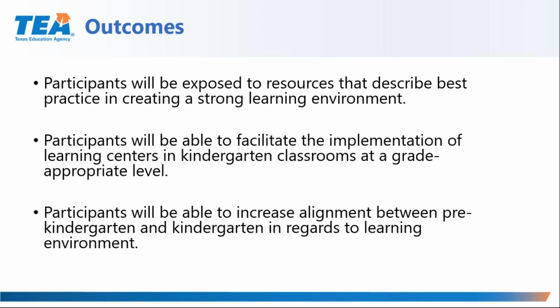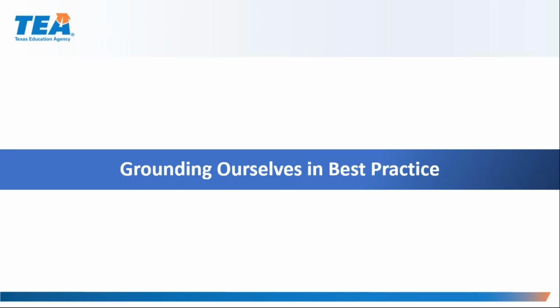So I also want to take a moment to discuss outcomes for our time today. By the end of the session, you should be able to do 3 things or know 3 things. First, you should be exposed to resources that describe best practice in creating a strong learning environment. You should also be able to facilitate the implementation of learning centers in kindergarten classrooms at a grade appropriate level. And finally, you should be able to increase alignment between pre-K and kindergarten in regards to learning environment. So we're going to go ahead and jump into grounding ourselves in best practice.